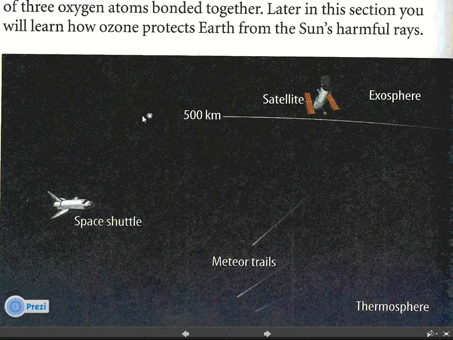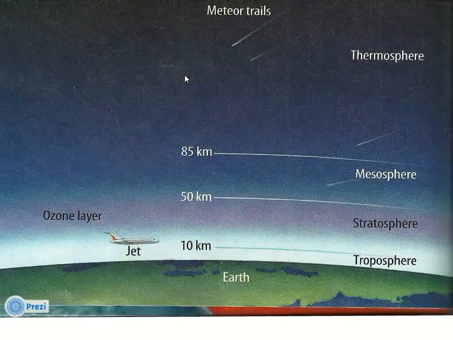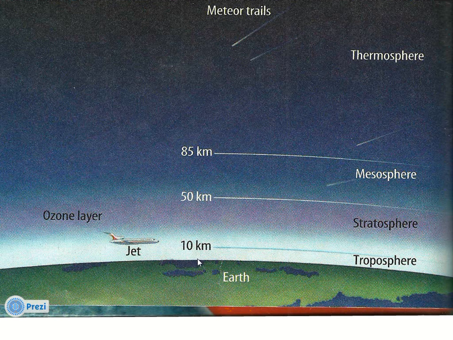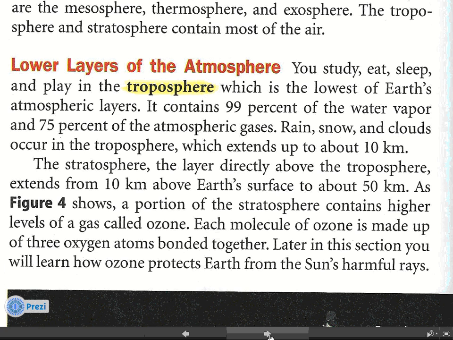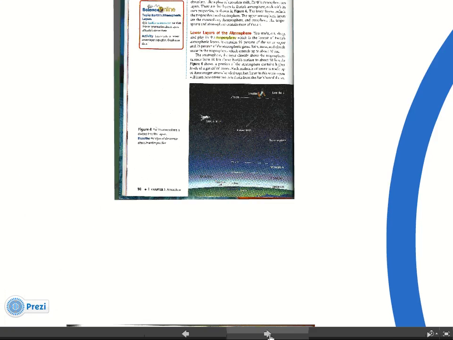So if we look at this graphic, okay, you have the troposphere. The edge of it's right here, and we live in the troposphere. 10 kilometers is 10,000 meters. It's a long ways. So everything we do is in the troposphere. The stratosphere is right above it, and this bluish layer is the ozone layer. And we'll talk more about that. Okay, those are 2 of the layers of the atmosphere.